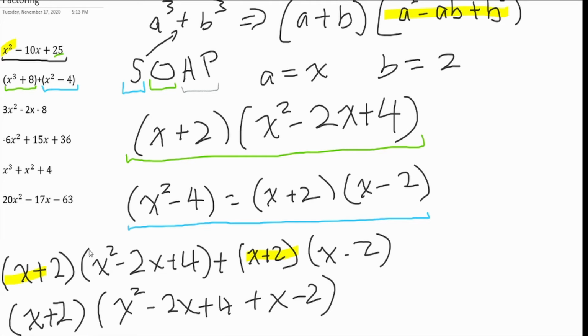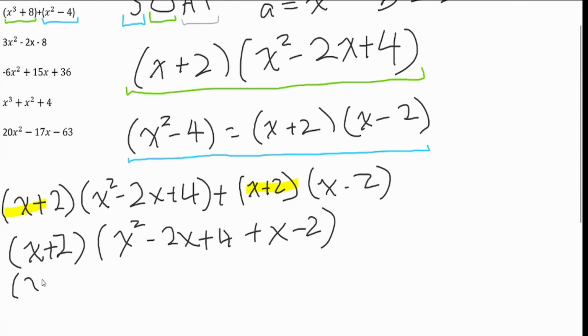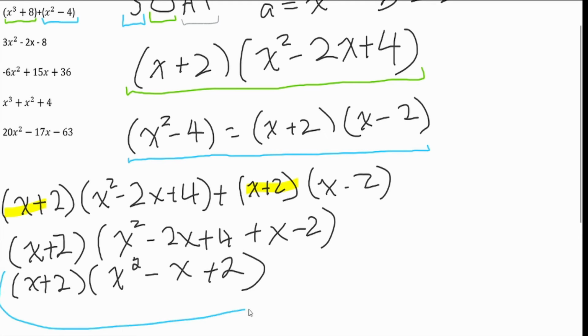Let's simplify this a little bit. So we get (x plus 2)(x squared. So we have negative 2x plus x, so minus x. Then we have 4 minus 2, which is plus 2). And we are done. This is our final answer right here. Completely factored.